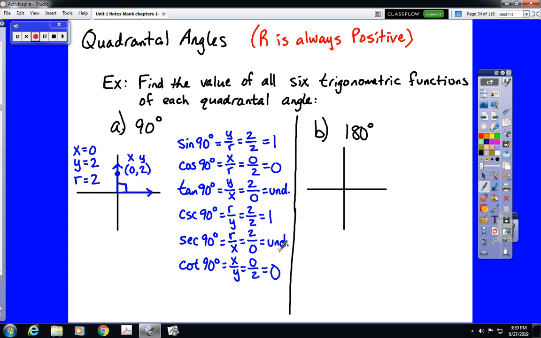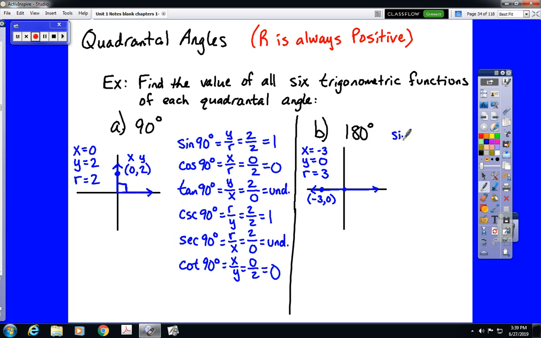So the same idea if we had 180 degrees. We just need to name a point on that terminal side. Say we use the point, I don't know, negative 3, 0 as our point. Well, x is negative 3, y is 0, and r is the distance that we lie from the origin to that point, which is 3 units. So r is positive 3. Remember, r is always positive.